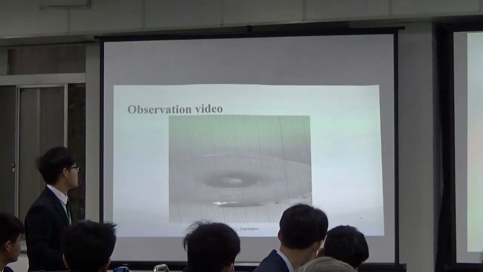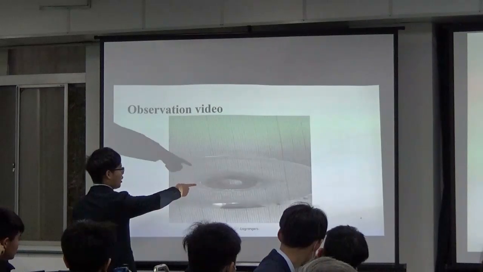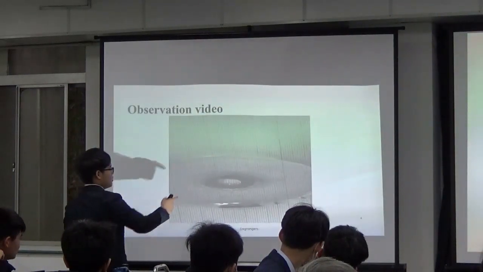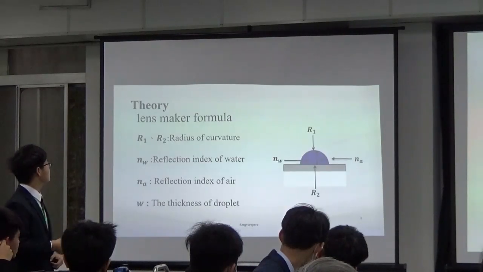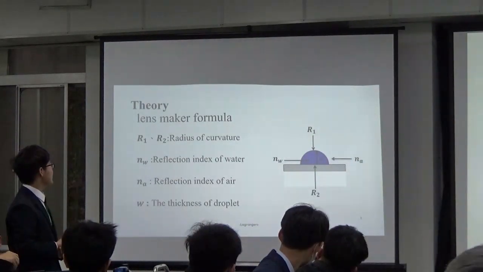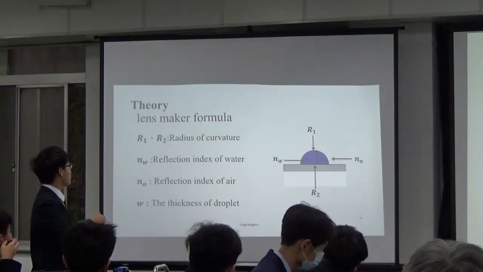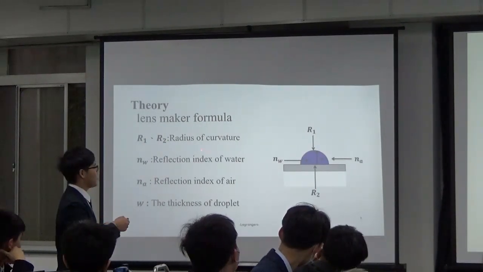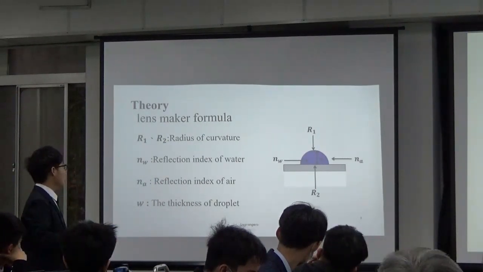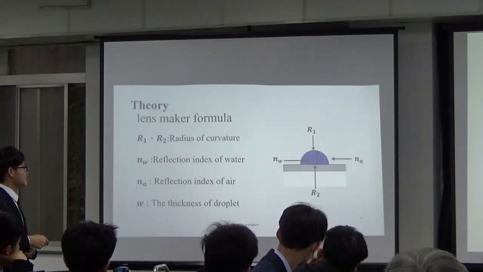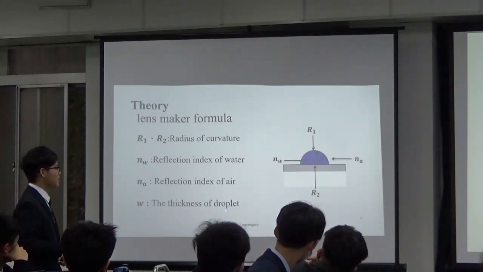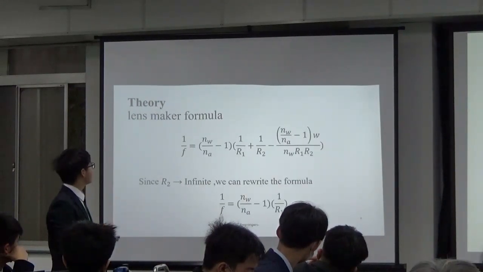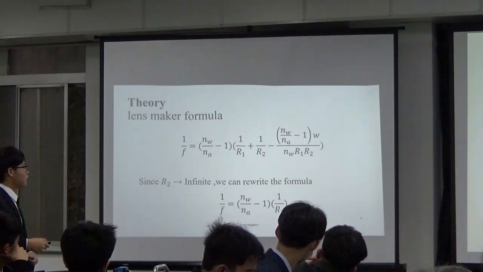As you can see, as we add more volume of water here, the imaging system will have a bigger magnification rate. This is our theory, the lens maker formula. We define R1 and R2 as the radii of curvature, n_w and n_a as the refractive index of water and air, and w as the thickness of the droplet. This is the lens maker formula.